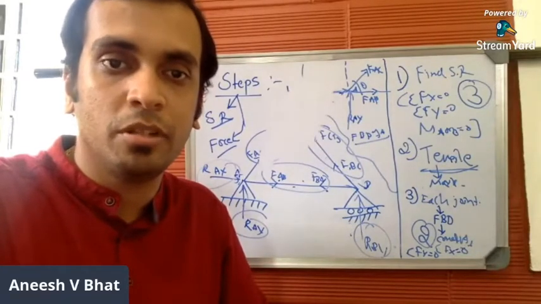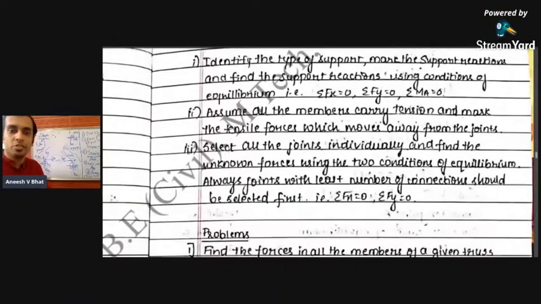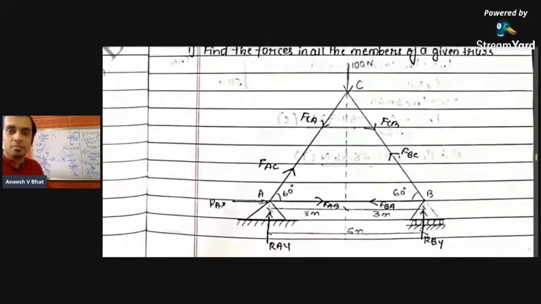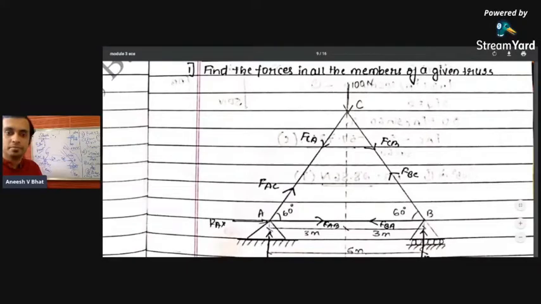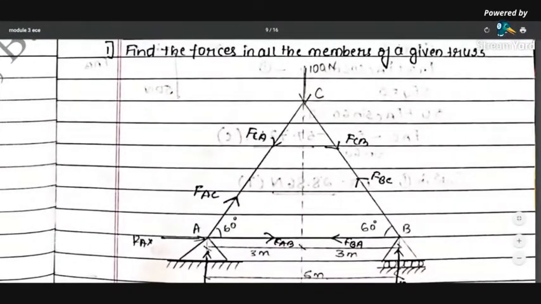Let me share the screen and show you the problem. These are the steps which we went through just now, and this is the first problem. Problem number 1: find the forces in all members of a given truss. We have 3 major steps. Step number 1 is to find the support reactions. Step number 2 is to assume that all the straight members carry tensile load. In step number 3, you'll consider each joint separately, marking the supports, and apply 2 conditions of equilibrium to find the forces which run through all the members.